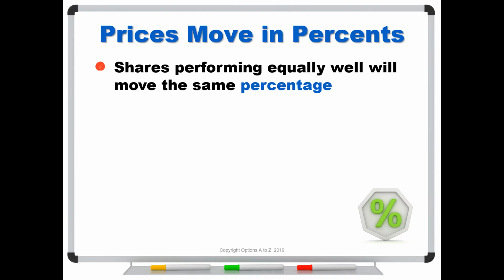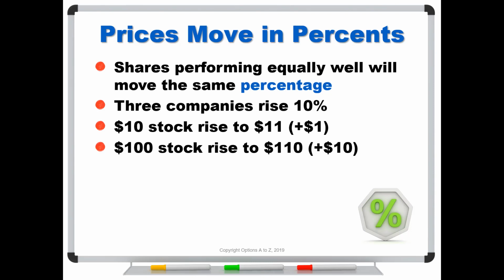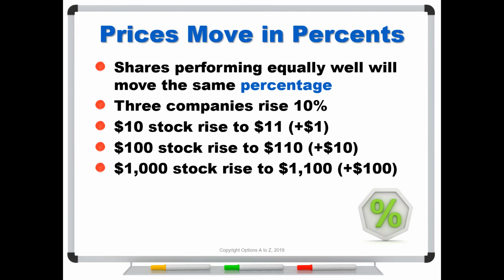So let's say that we have three companies all doing equally well and that they all rise 10%. Well, the first stock might be a $10 stock, and that means it's going to rise to $11, or just by one single dollar. If the second stock is a $100 stock, it's going to rise to $110, an increase of $10. And if the third stock is a $1,000 stock, we're going to see it rise to $1,100, or an increase of $100. So notice that even though all three of these stocks performed exactly the same, the dollar differences are very different. We're comparing $1 to $10 to $100.